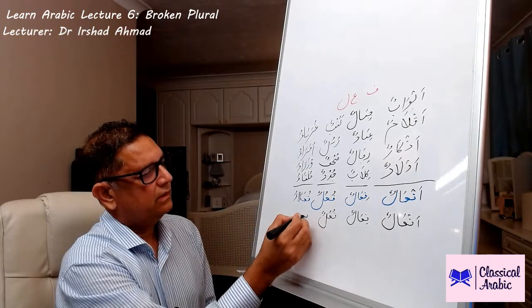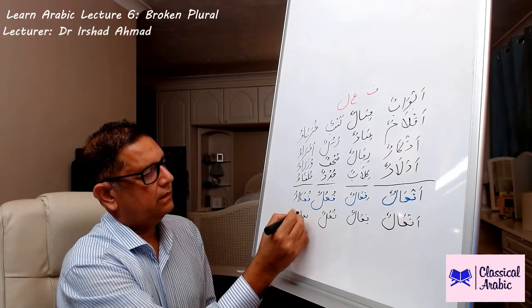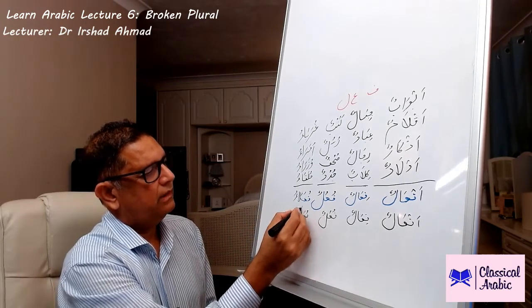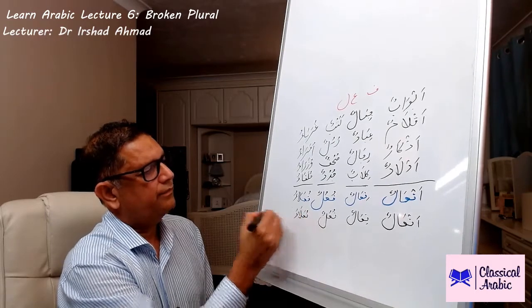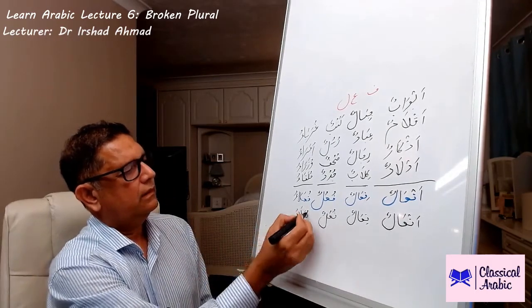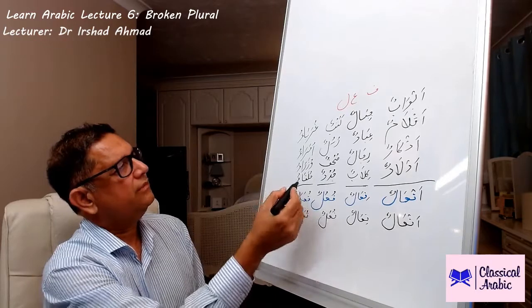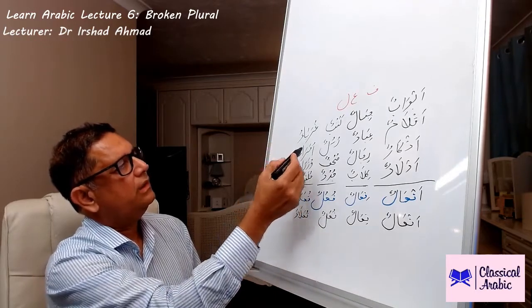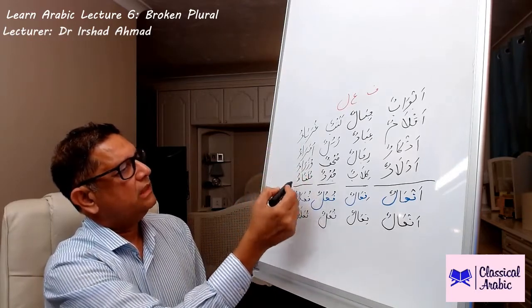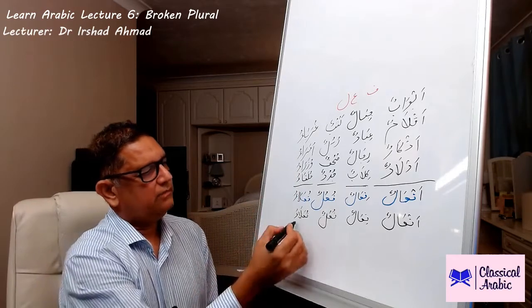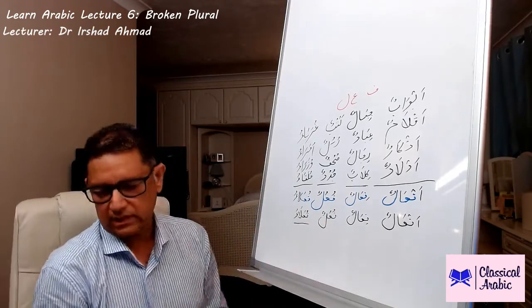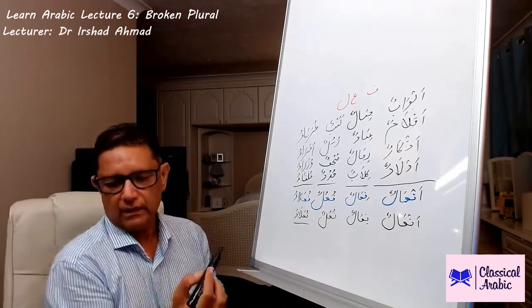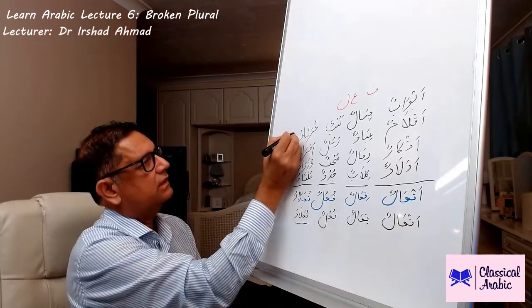So fu'alā'u. That's the pattern of fu'alā'u: ghurabā'u, umarā'u, wuzarā'u, khulafā'u. So there we have another pattern, another wazn of jama mukassar. Let's do the last one.